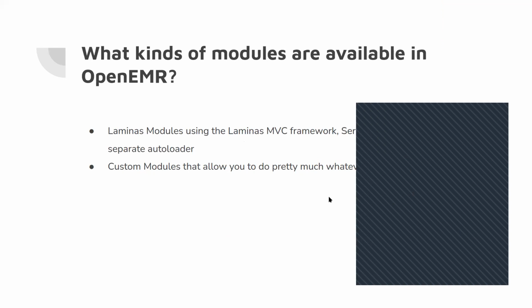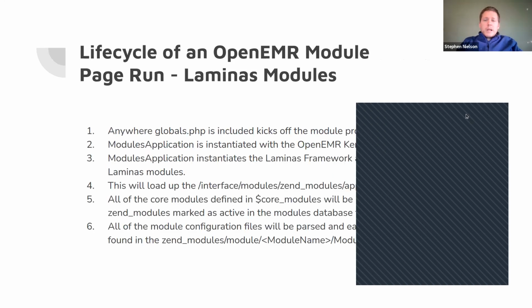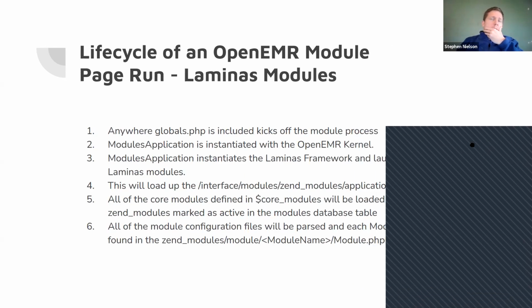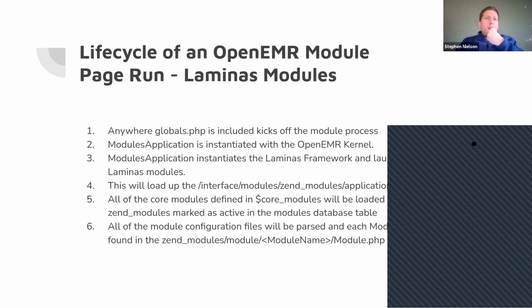I'll monitor it. Okay, so let's talk a little bit about the life cycle of a module. Where do modules begin? Where are they born? Well, when a programmer and globals.php get together, a module can be born. Globals.php, for those of you who have done quite a bit of development in OpenEMR, is included at the top of pretty much every page. That's where our globals are pulled from the database, where everything is instantiated. Globals.php is going to kick off this module process.